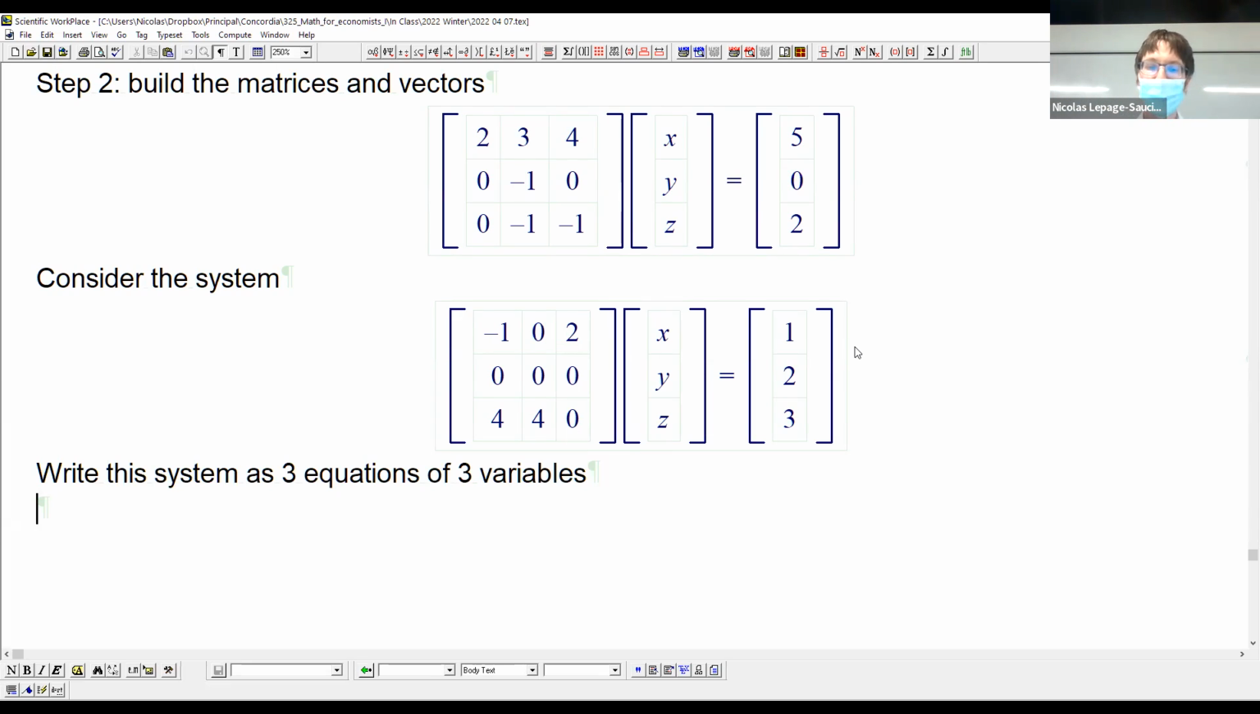I think I did it this way in last year's midterm, maybe. I started with this form and I said write it as an equation. Okay, so let's do it. So all you have to do is multiply this with this, and you should be good.